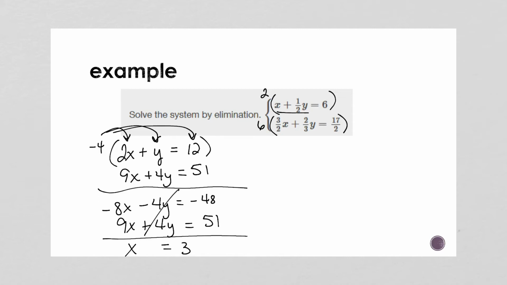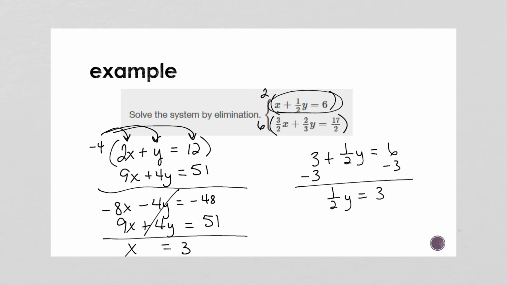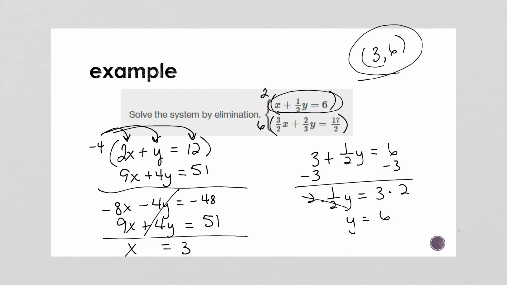All right, now I'm going to go back to my original equation. I'm going to use the top one, and I'm going to substitute 3 in for x. I'm going to subtract 3 from both sides. And then I multiply both sides by 2. Look, that makes that go away. Okay, so my ordered pair, my solution is, okay?